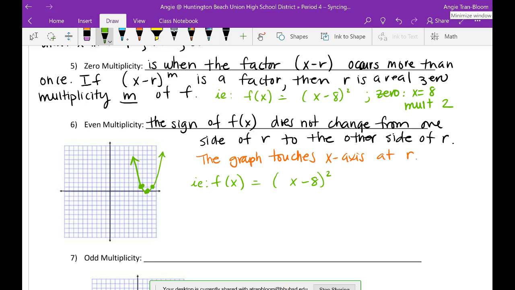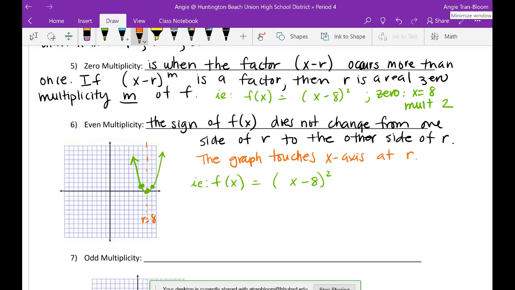All right. What does it mean when the definition is the sign of f of x does not change? What does that even mean? Okay, what's r in this particular example that we just randomly came up with? What's r? R is 8. Okay, r is 8 because r is where the 0 is. Here's 8 for the sake of argument. R equals 8. Yes, no, maybe?